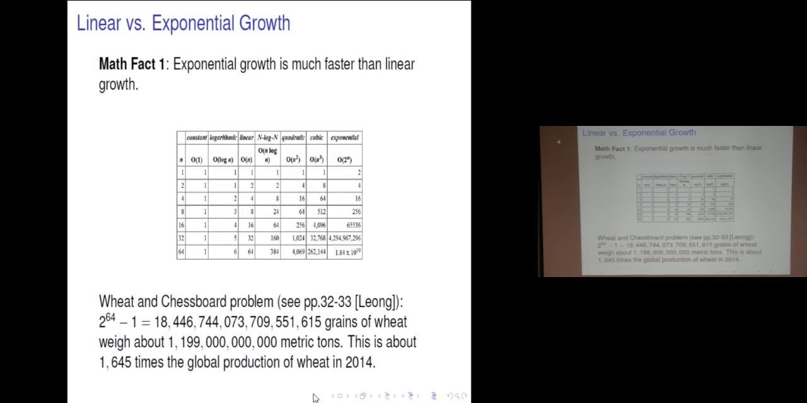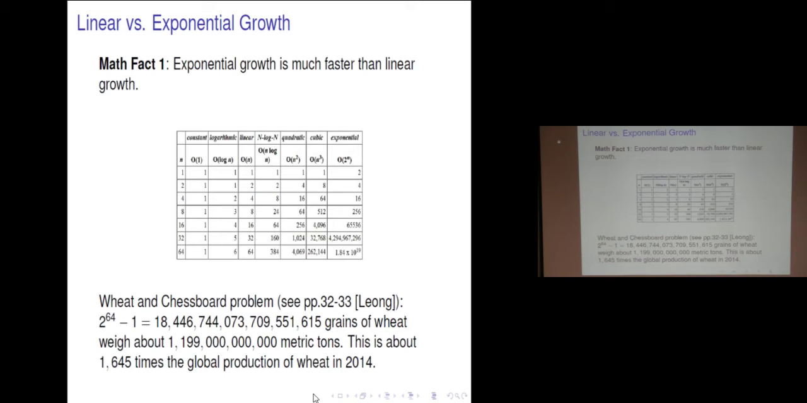Now, how big is this? It weighs about, this is from Wikipedia, I don't know how to read it, this many tons. This is about 1,645 times the global production of wheat in this year. Now, the story is supposed to happen in 17th century India. So probably if the king pays, he is still paying, right? It is a huge number. So 2 to the 64 is huge, right?